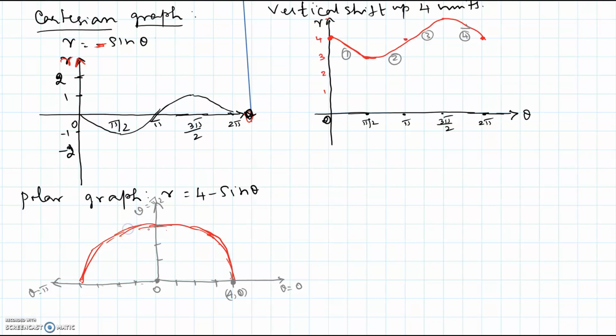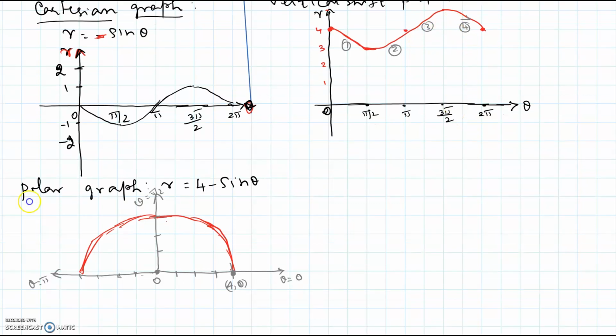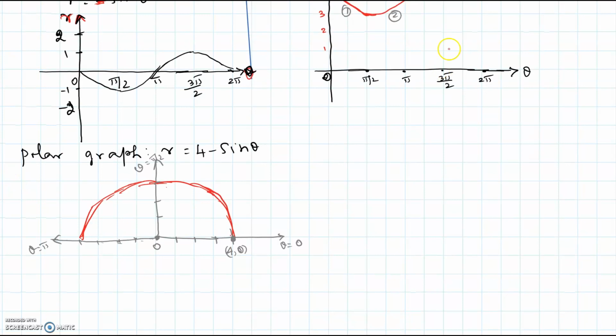And then you have to see what happens between pi and 3 pi by 2. When it goes from pi to 3 pi by 2, it reaches 5. At 3 pi by 2, it reaches 5. This is the ray corresponding to 3 pi by 2. So it reaches 5 here: 1, 2, 3, 4, 5. So the graph is actually coming to this part.